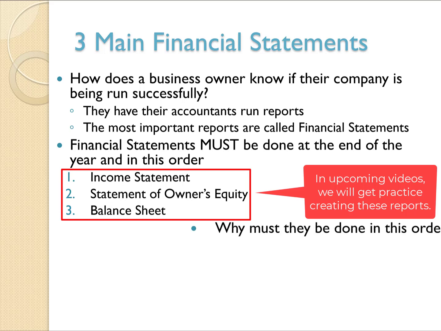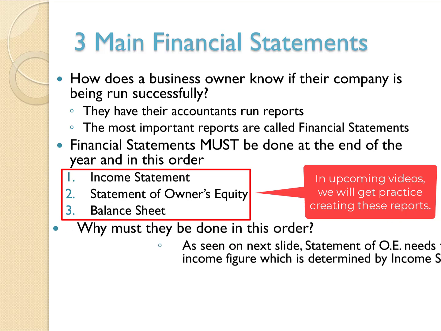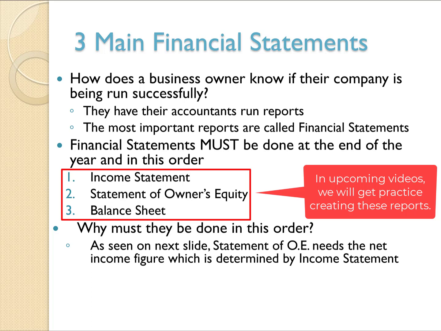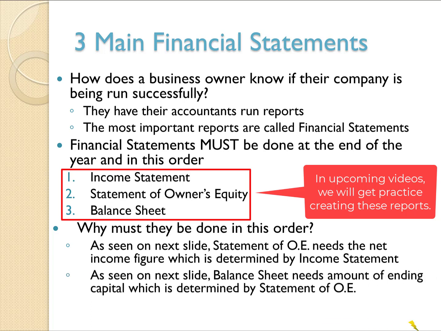So why must they be done in this order? Well, as we're going to find out in the next few slides, when we do the second one, the statement of owner's equity, we need the net income figure. And how do we get the net income figure? Well, you have to create the income statement first. And when we run the balance sheet, we need to know the balance of the owner's equity account at the end of the year. And we get that from the second statement, the statement of owner's equity.